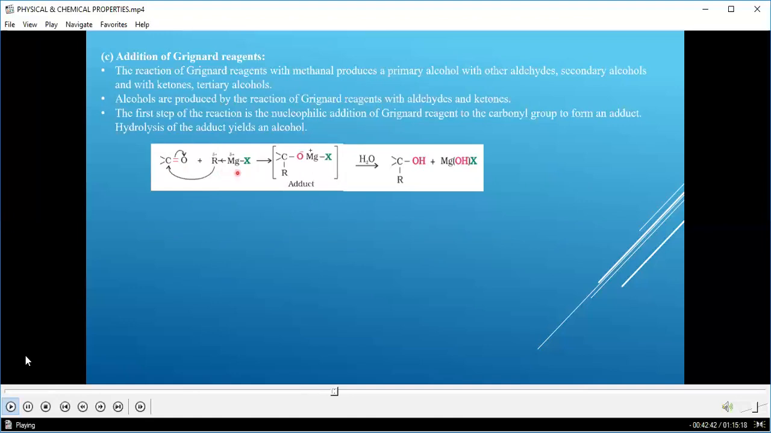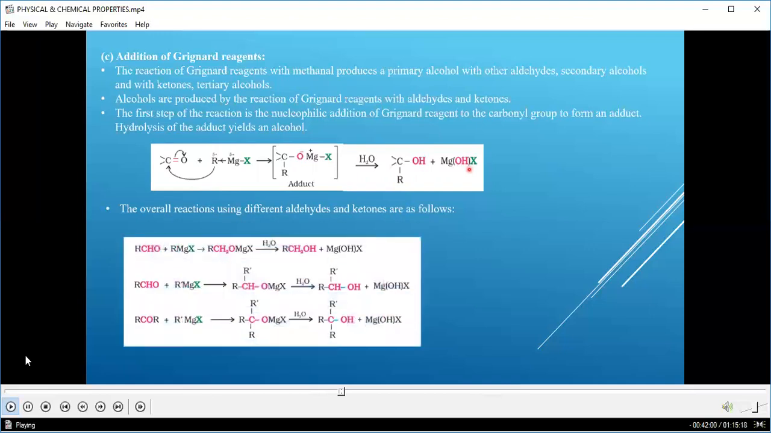In the Grignard reagent, we have the alkyl group with partial negative charge, whereas MgX carries partial positive charge. This arrow shows that the alkyl group is attracting the electron pair towards itself, and hence we obtain an adduct. Then by hydrolysis, which means addition of water, definitely in the presence of mineral acids, we obtain the required alcohol with the byproduct MgOHX.